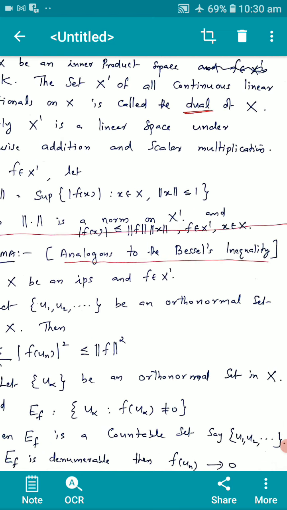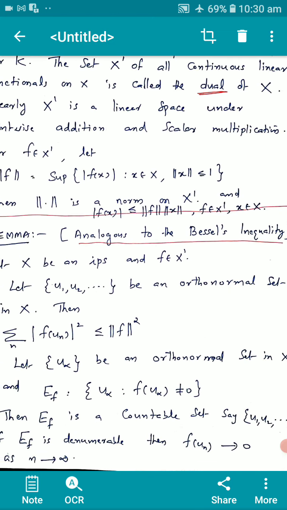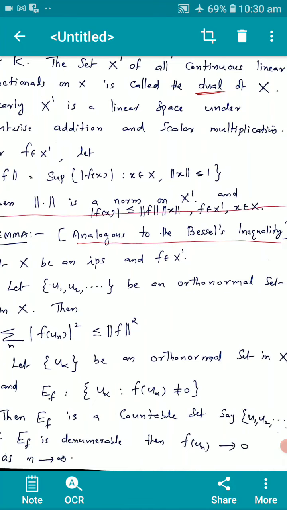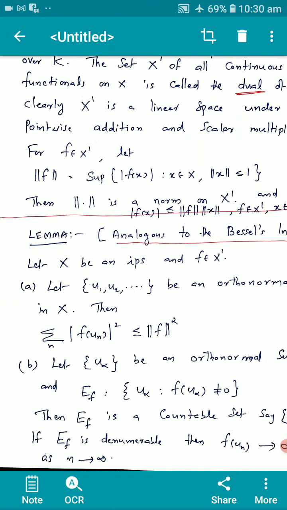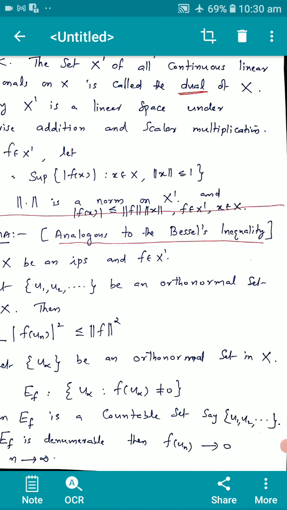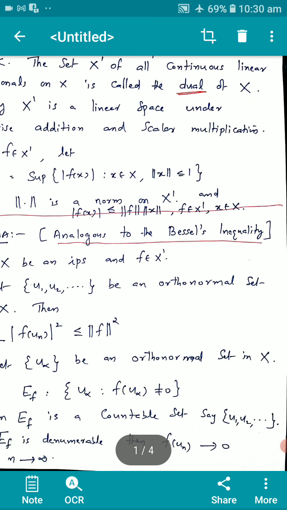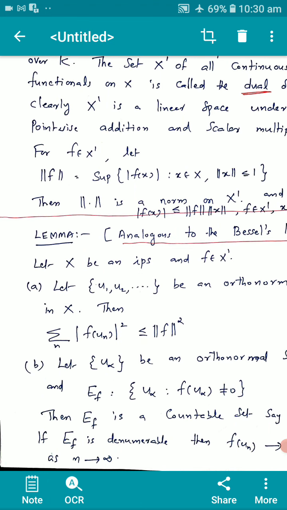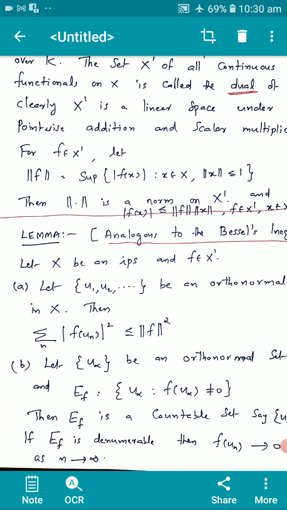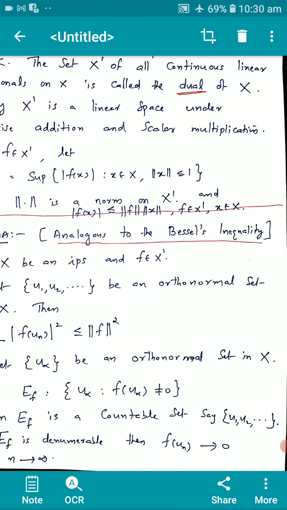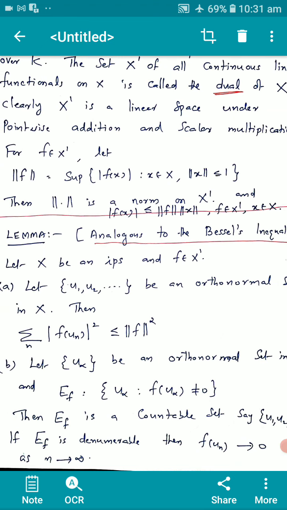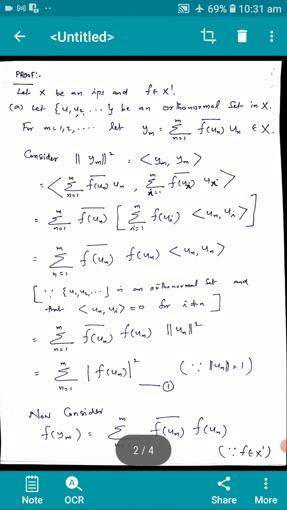And part B: let u alpha be an orthonormal set in X, and E_f is the collection of those u alpha such that f(u alpha) is different from 0. Then this collection E_f is a countable set, you can say the set u1, u2, etc. And if E_f is denumerable, then f(un) converges to 0 as n tends to infinity. You can discuss this proof.